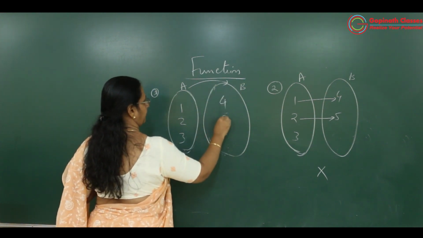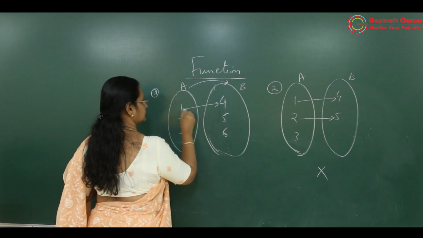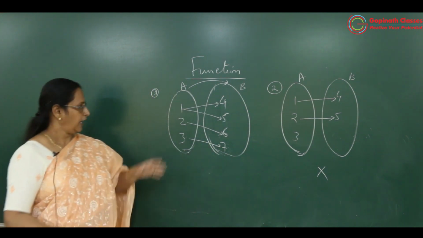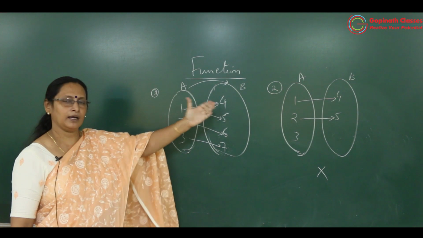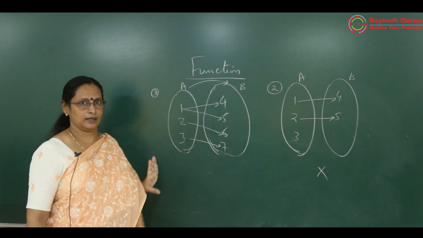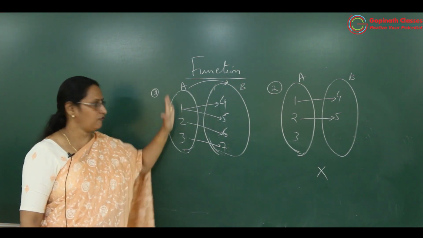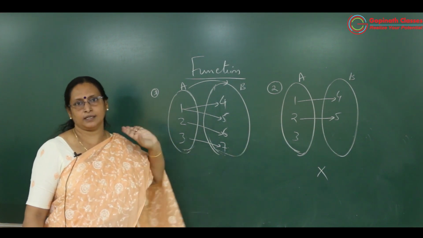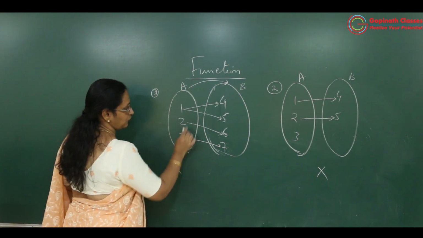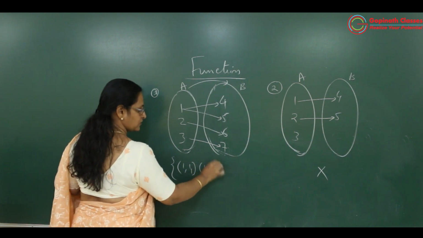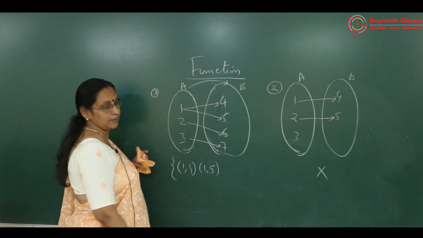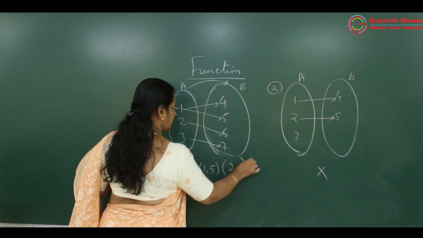Third example. Look at this. Every element is included. There is an image for 1, for 2, and for 3. But once you understand this, for 1 there are 2 images. There should be a unique image. For every element of A, there should be a unique image in B. So when we write it in ordered pairs or roster form, how will it come? 1, 4, 1, 5. So 1 is repeating twice. This should not be repeated. 1 should have only one image there. Hope you understood it. Then comes 2, 6 and then 3, 7.